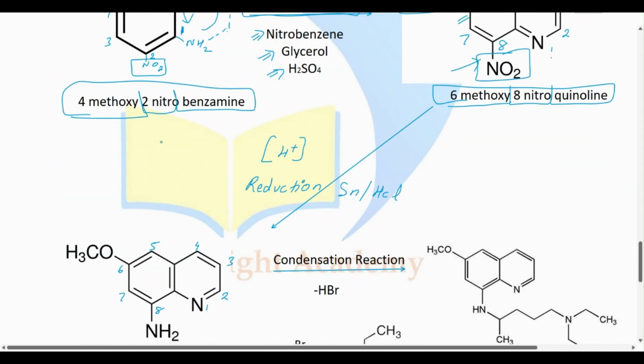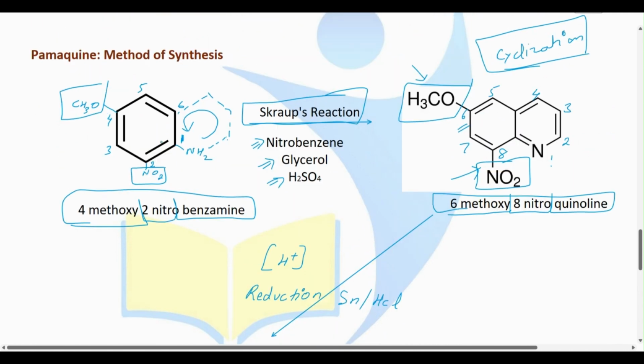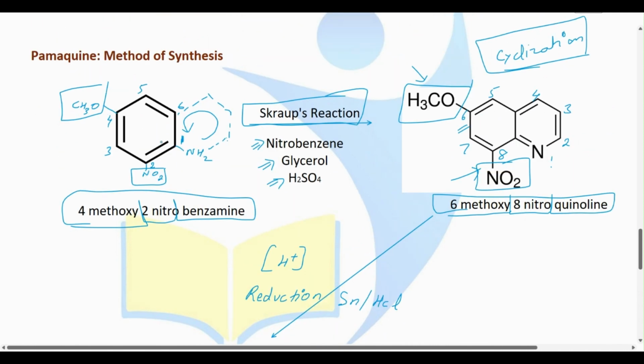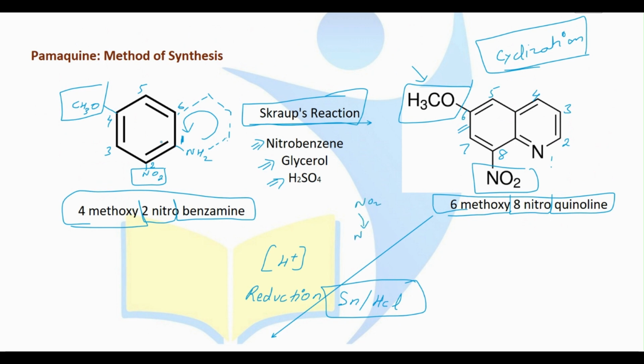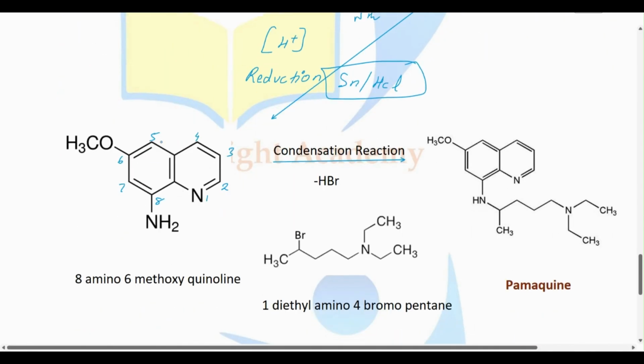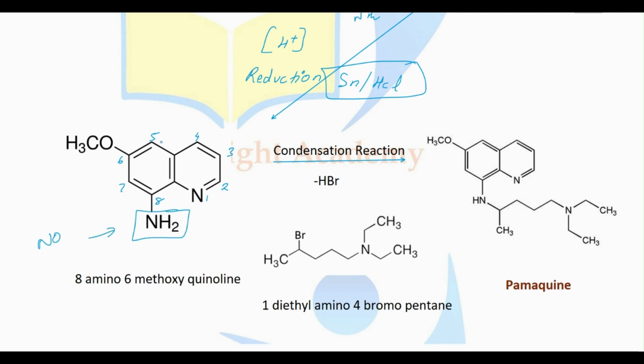Now in the next step we are going to undergo a reduction reaction. So what happens, you are using tin and HCl, which means it's a reducing agent, and here this nitro group will be reduced to an amino functional group. So NO2 will get reduced to the amino functional group at this position, and it will get converted to 8-amino-6-methoxyquinoline.